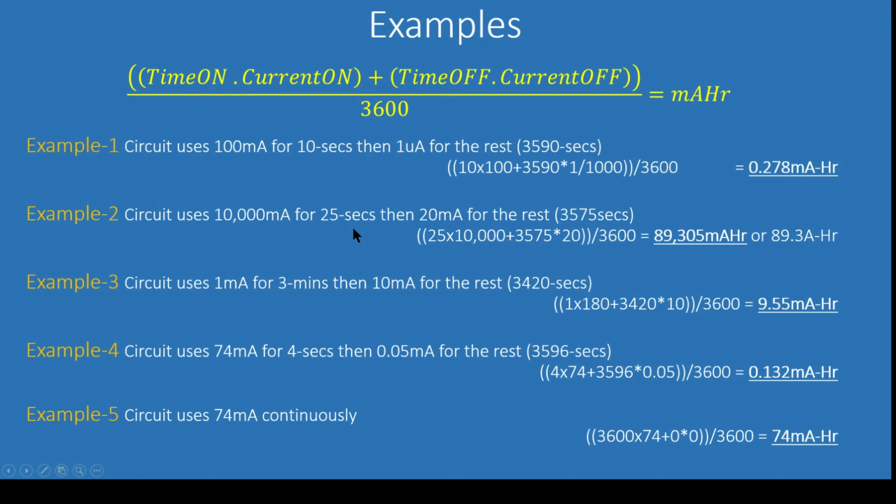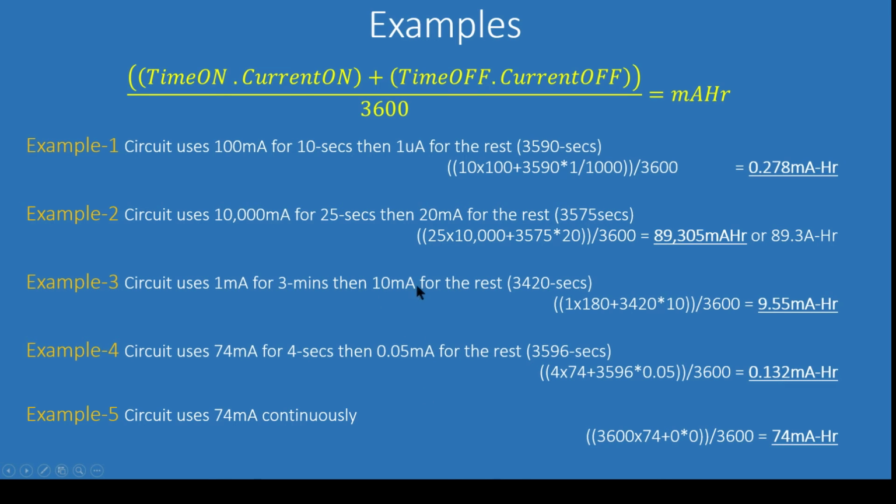A much bigger example is the circuit takes 10 amps or 10,000 milliamps for 25 seconds and then 20 milliamps for the rest of the hour, consuming a total of 89.3 ampere hour, very high demand. Or much lower now, 1 milliamp for 3 minutes and then 10 milliamps for the rest of the hour. So I've deliberately turned the on-off demand round there just to illustrate the point. Doesn't matter which way you do your calculation, you will always get the right answer. An answer of 9.55 milliampere hours.